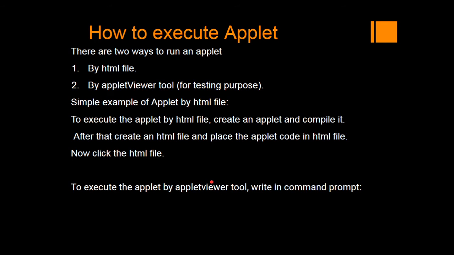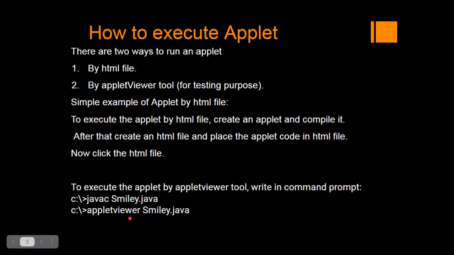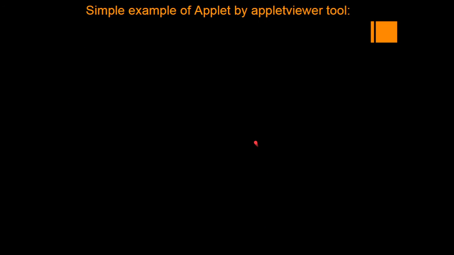Now to execute the applet by the applet viewer tool, we have to use the following commands in the command prompt. What are the commands? javac filename.java. Here we are creating a file called smiley. We are going to draw a smiley in this applet program and we have to compile it using javac smiley.java. And how to run the program? appletviewer smiley.java.